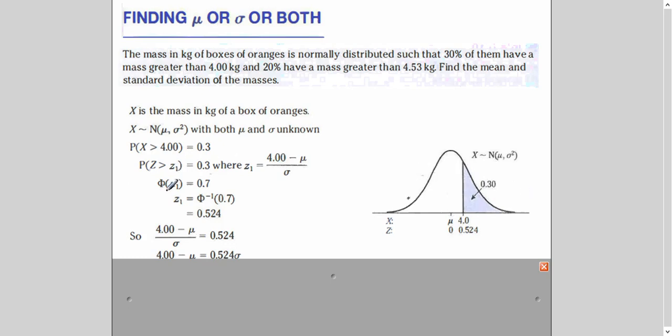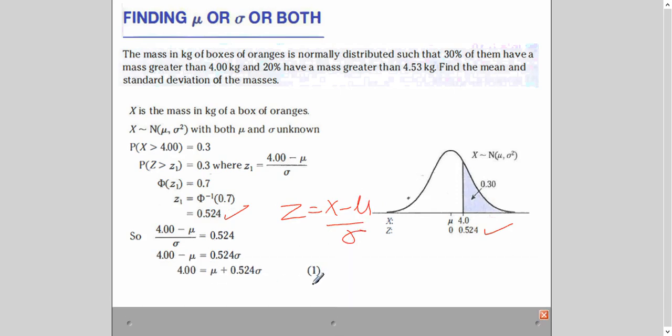And what is done here? Can you see here? For 0.3, you will subtract it from 1 and you will get 0.7. So from the table, against 0.7 probability, you will find this value of z, which is 0.525. And then you're just writing this formula and plugging in. Z is 0.524, x is 4 kg, mu and standard deviation you don't know. So you get one equation. Similarly, you will get another equation from the second condition.